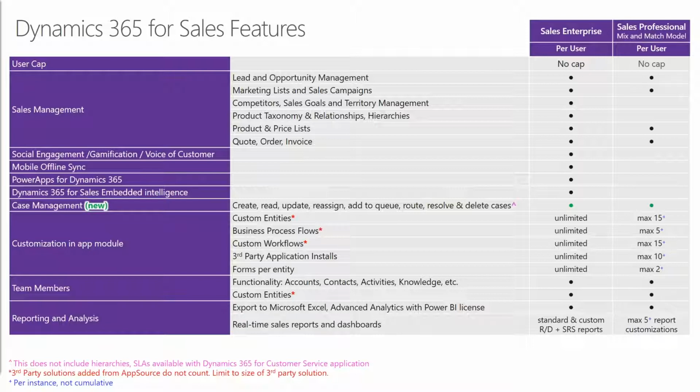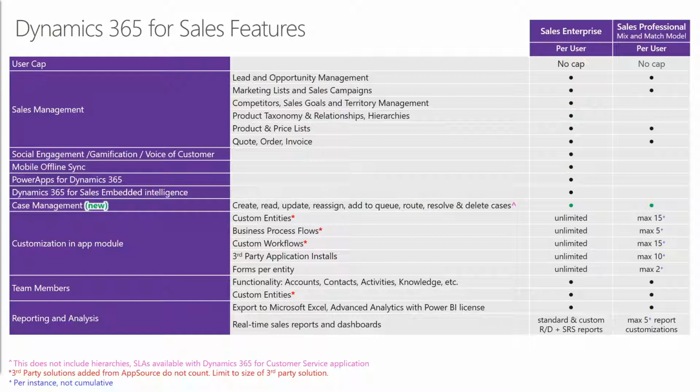In terms of the difference between Sales Enterprise and Sales Professional, this slide shows it all. This is a slide that probably many people have been waiting for a long time, but it shows the difference. So you can clearly see the difference there. Sales Enterprise includes everything, but Sales Professional doesn't have support for things like competitors, goals, territory management, product taxonomy, and so forth. It doesn't come with sales engagement, gamification, voice of the customer, which is survey capability. It doesn't have mobile offline sync.